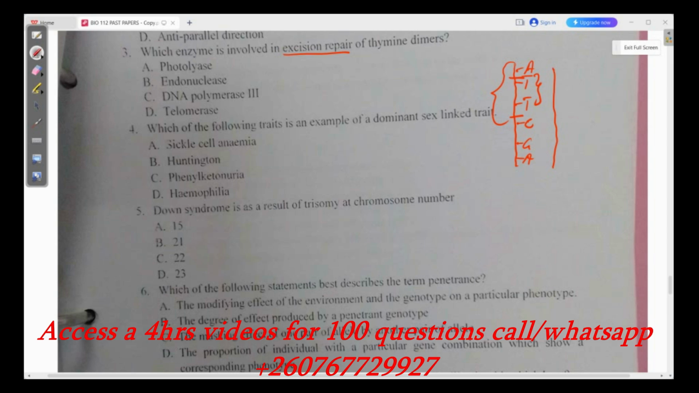So we have got, A, ligase. B, we have got endonuclease. C, we have got DNA polymerase 3. So DNA polymerase 3, this is involved in proofreading. So this one is just going to proofread. That is, it checks if the bases here are normally paired. This one has to be paired to guanine, cytosine, thymine. That is what this one does. It does not cleave, or it cannot cut where these dimers are formed.